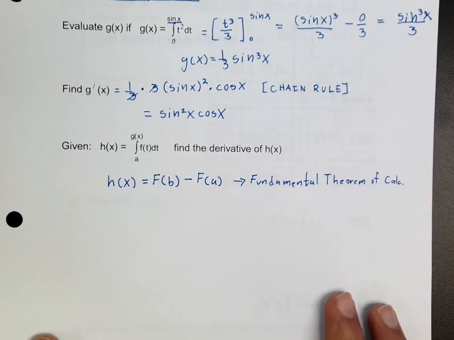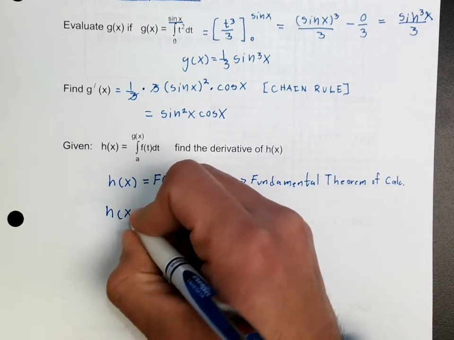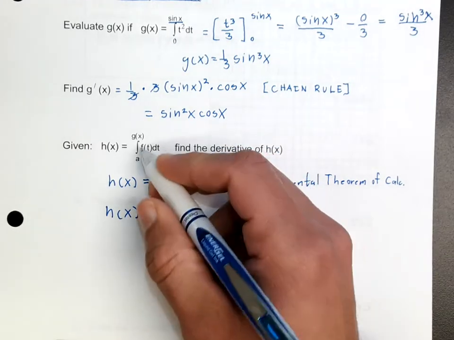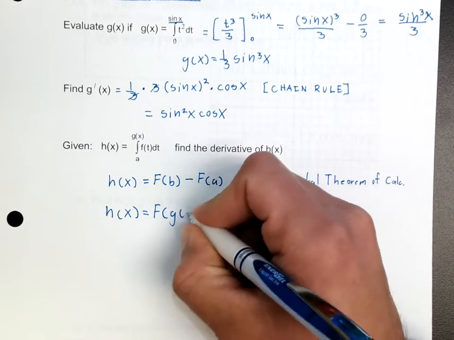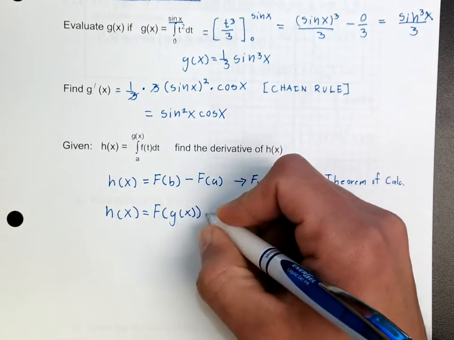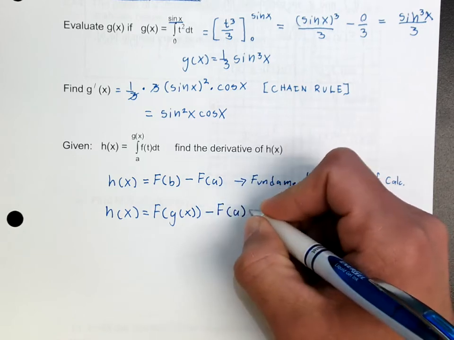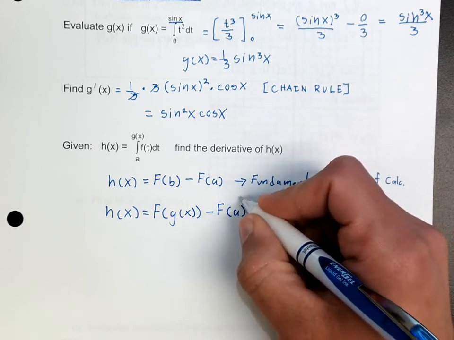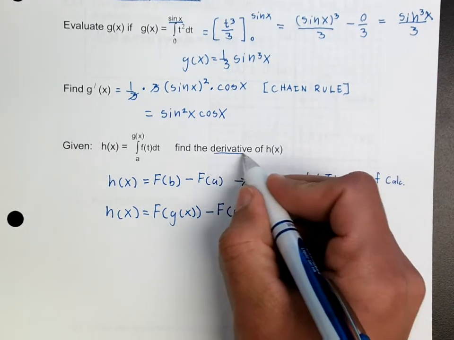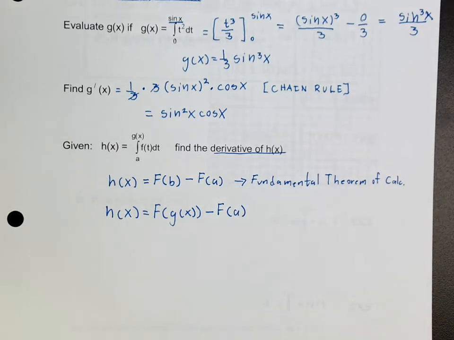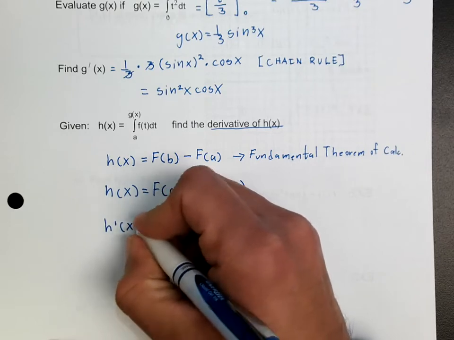Alright. Now, in this case, b, the upper limit, happens to be another function. So we have f of g of x, a function within a function, minus f of a. Now remember that f of a, alright, so that's where we're at right now. Now what we're going to try to do after that is take the derivative of h of x.